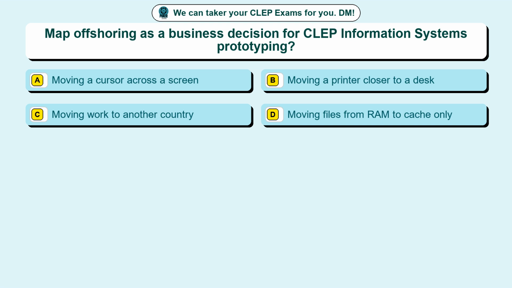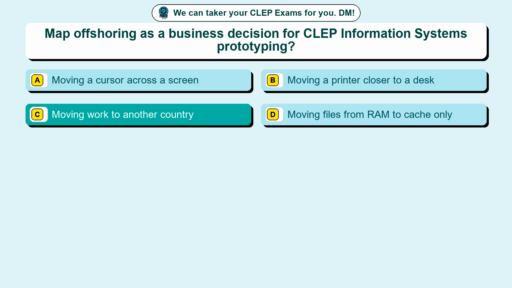Question 97. Map offshoring as a business decision for CLEP Information Systems prototyping. Option A, moving a cursor across a screen. Option B, moving a printer closer to a desk. Option C, moving work to another country. Option D, moving files from RAM to cache only. The correct answer is option C, moving work to another country.